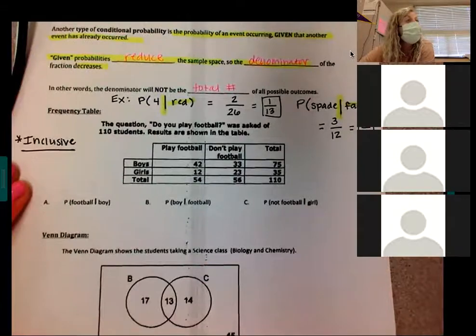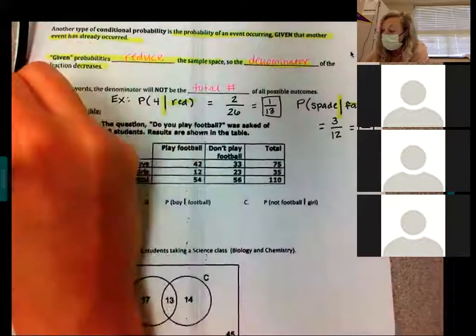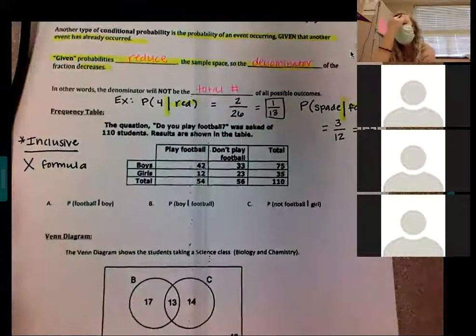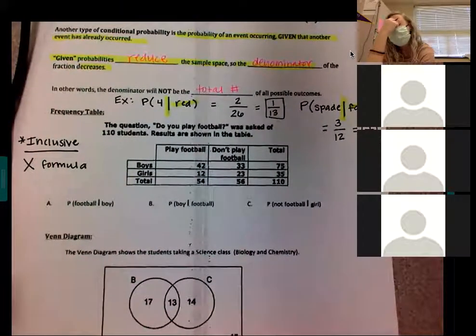If they are inclusive, you are not using the formula. If I see you doing a formula for a Venn or a frequency table, you're going to get it wrong. I'm letting you know. It's going to be wrong. Because when you have made frequency tables and Venns, you've already narrowed down the different types of conditions. Okay? So you do not need the formula.